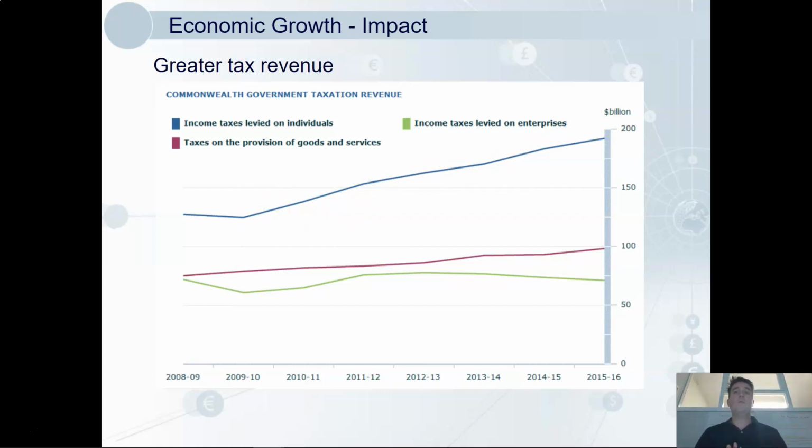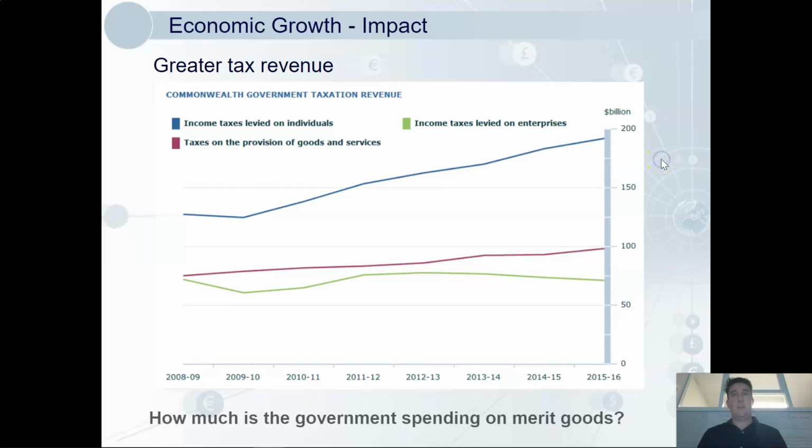The more that governments spend on merit goods, such as education, healthcare, and infrastructure, the greater the positive effect is likely to be on living standards. So we can have growth, but the extent to which our living standards are improved may depend on how much the government is putting towards these important things like health, education, and infrastructure.